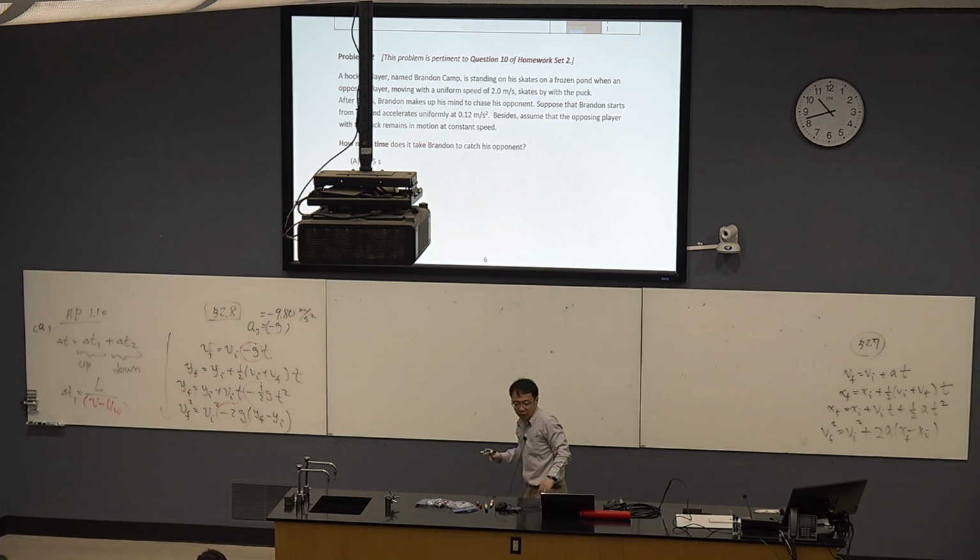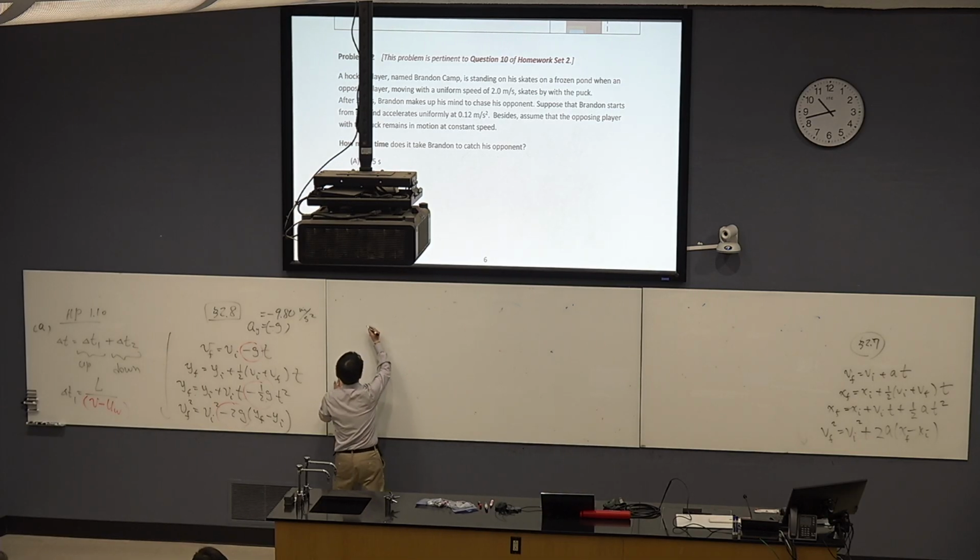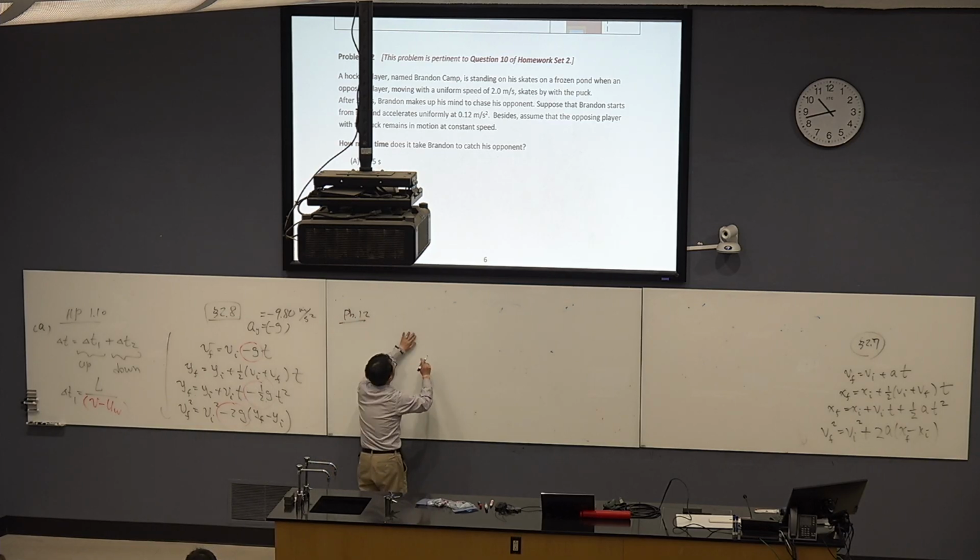So the setting looks like this: two hockey players, and the opponent moves with a uniform speed. So now let's consider the following. Consider two persons. Let's call Brendan person A. Okay? So this is problem 12. So let's call Brendan person A here, and the opponent person B. There are two persons, A and B, and Brendan, but I call it A here.